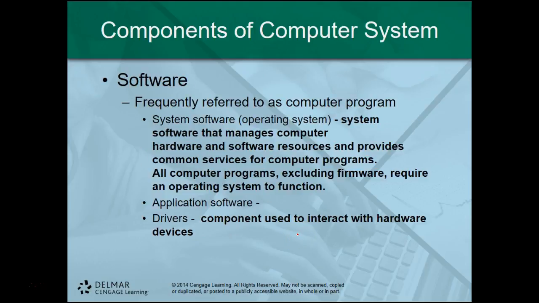Software is frequently referred to as the computer program. The system software is the operating system, and the operating system is the system software that manages the computer hardware and software resources and provides common services for computer programs. All computer programs, excluding firmware, require an operating system to function. So if you do not have an operating system outside of firmware, then you will not have a functioning computer.